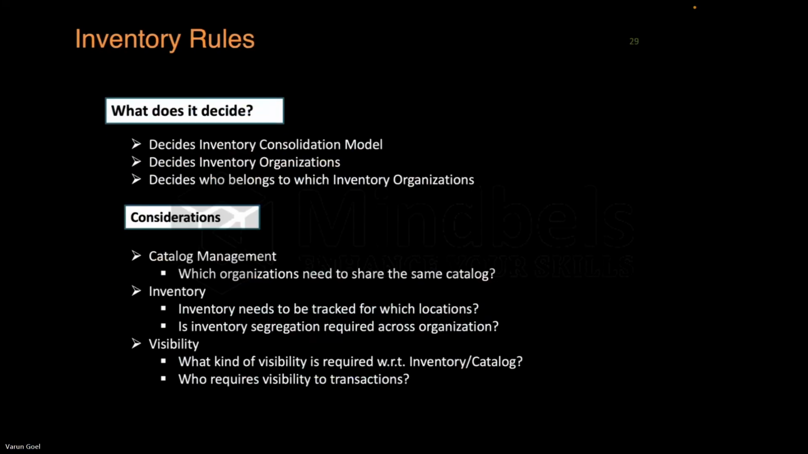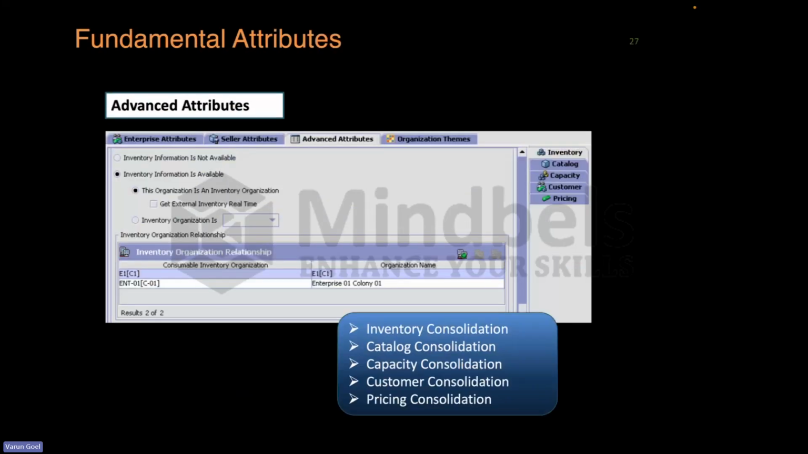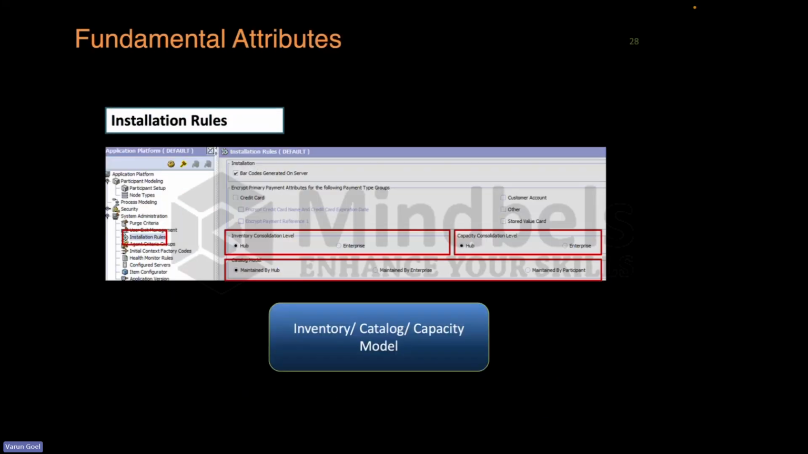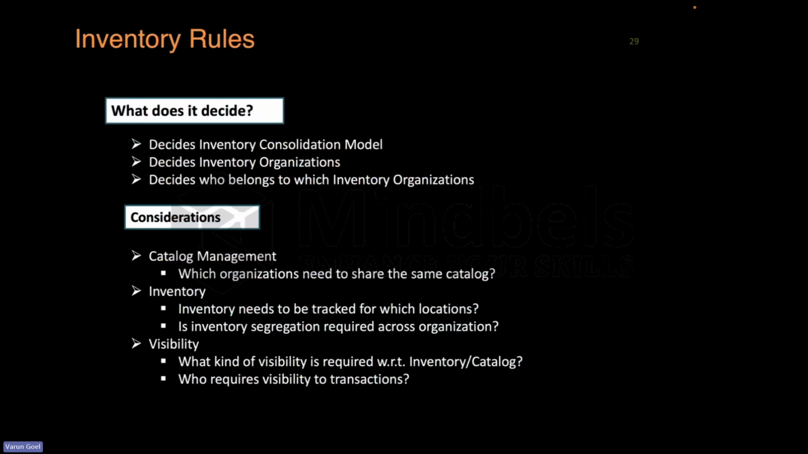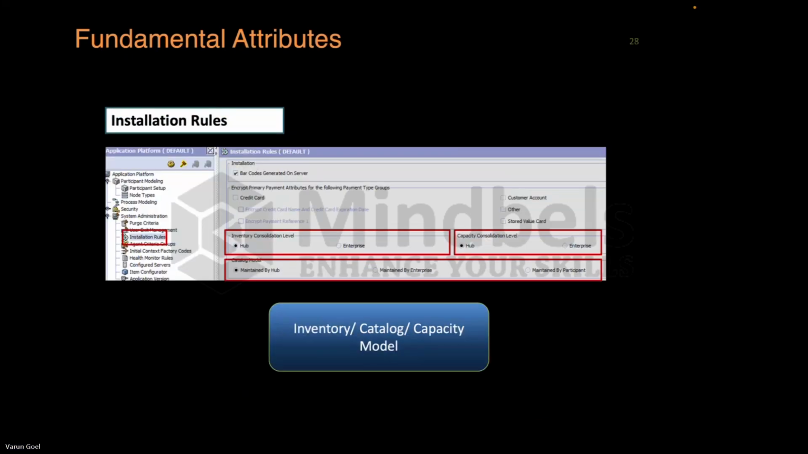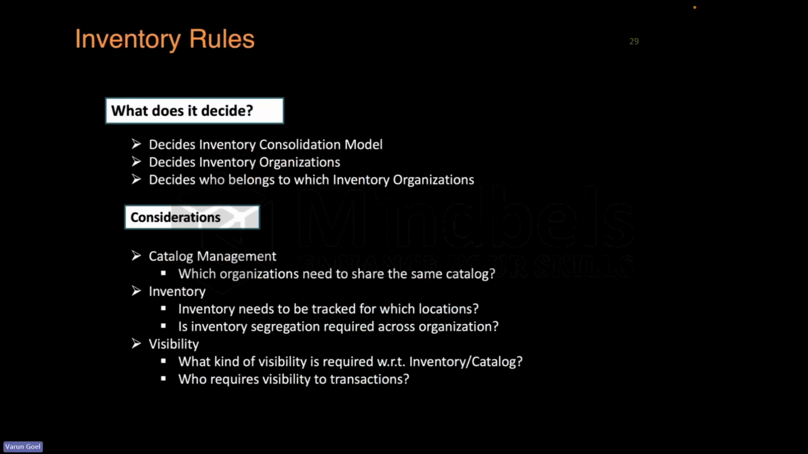Then okay, we are moving towards inventory rules. So what are inventory rules? Inventory rules are, as I talked about, right, these. So these are nothing but your inventory rules only. It helps you understand what your inventory consolidation model is, either a hub level, a group or an enterprise level. It decides inventory organization, so you decide who your inventory organization is over here. Then decide who belongs to which inventory organization.